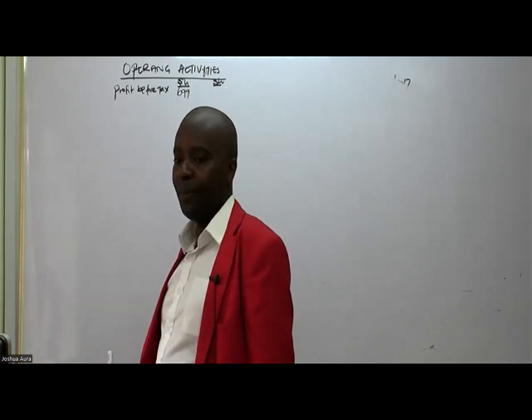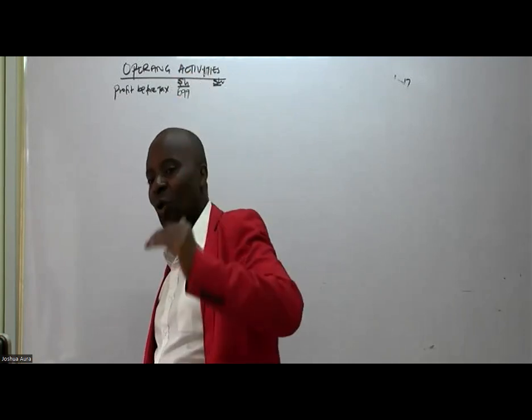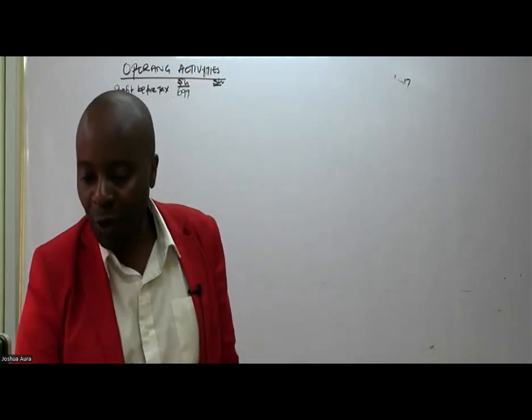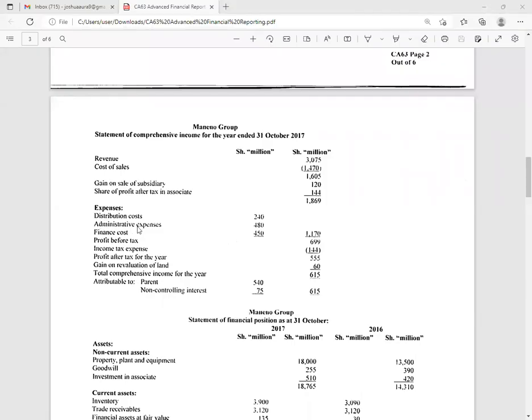699, like that. And now remember, you look upwards. You look above this profit before tax in your income statement. Above the 699, what do we have? Revenue is an operations thing. Revenue is a daily thing. Cost of sales is a daily thing. In this case I can see gain on sale of subsidiary.